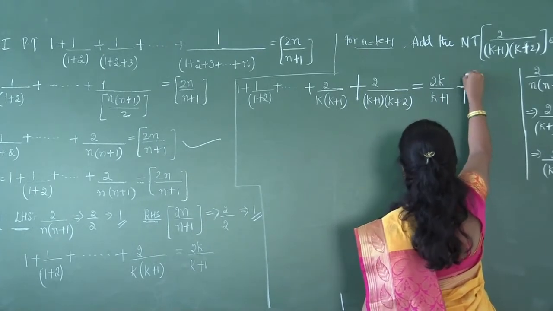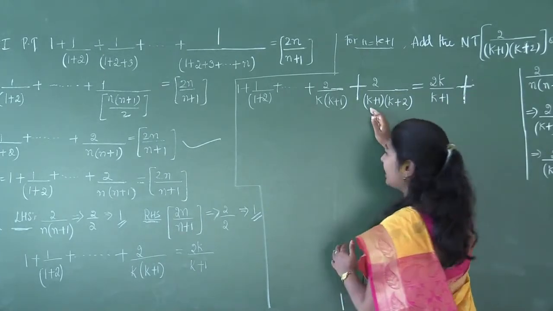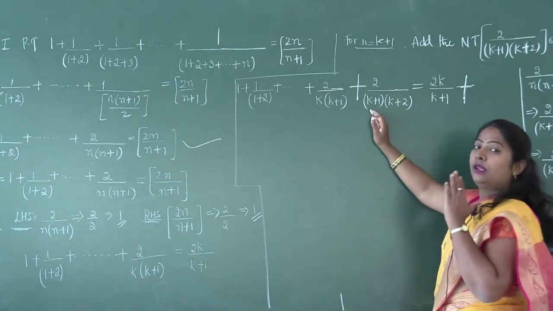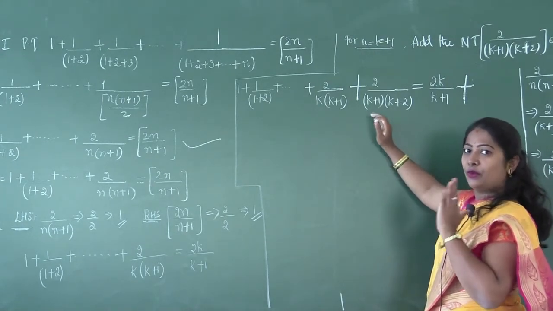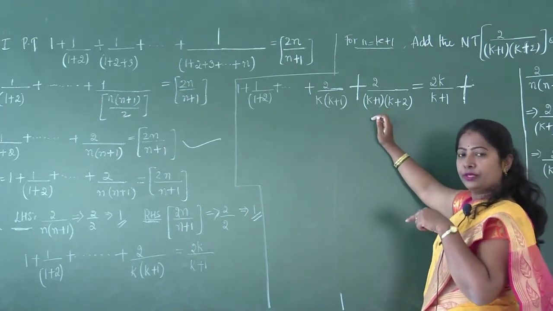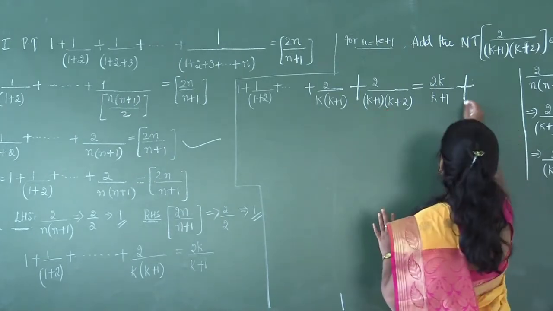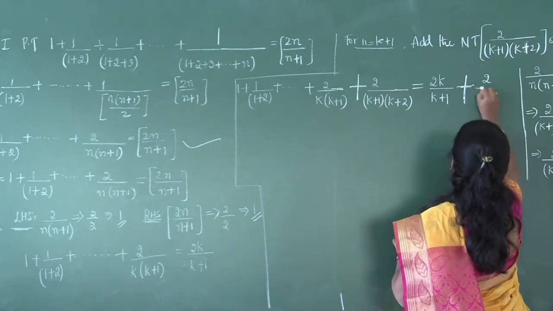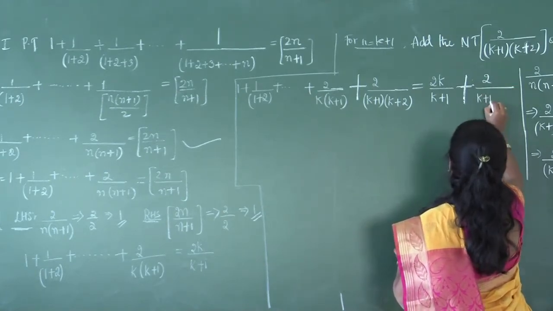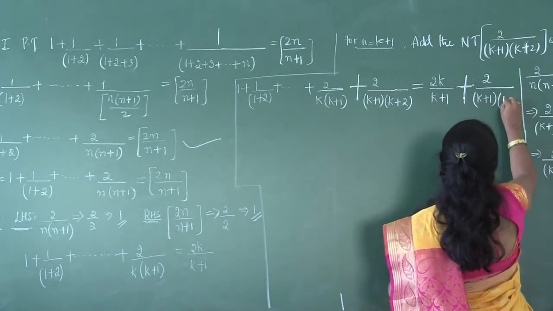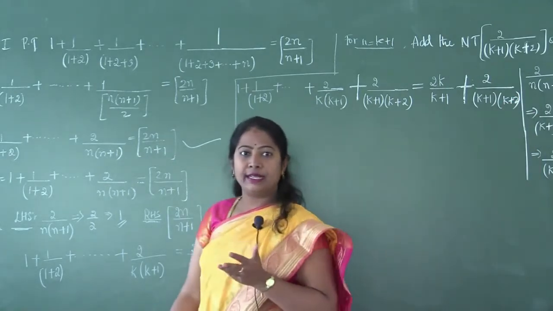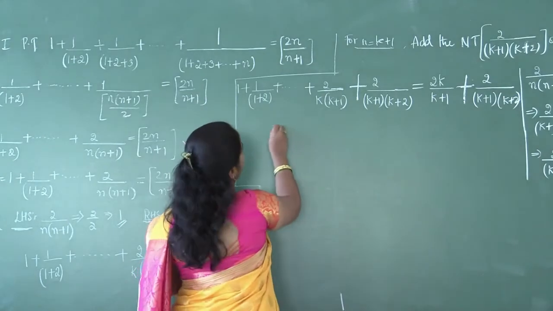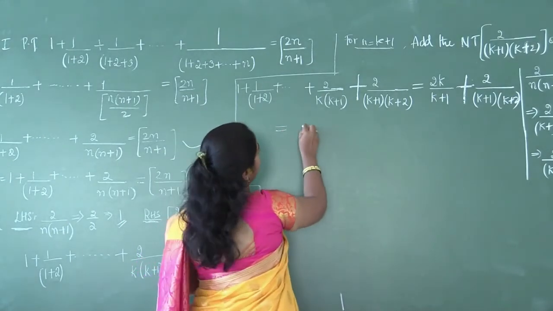And which is the next term I am supposed to add here again? Finished adding the next term on the LHS, and now we are supposed to add the next term on the RHS. So what is the RHS term here? 2 divided by k plus 1 into k plus 2. Now we shall simplify the RHS part. What is RHS here?